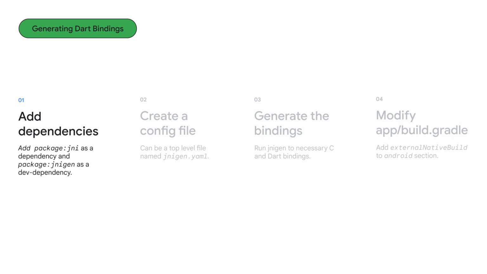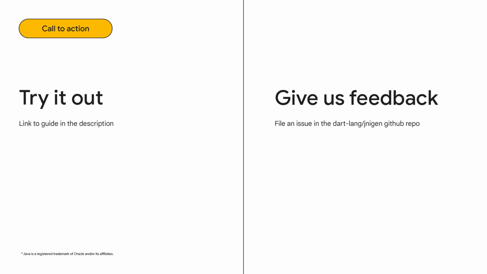First, add JNI and JNIGen dependencies. Second, create a top-level JNIGen.yaml config file. Then, run JNIGen to generate the bindings. And finally, add external native builds to app/build.gradle. For more details, check out our online documentation linked in the description below.